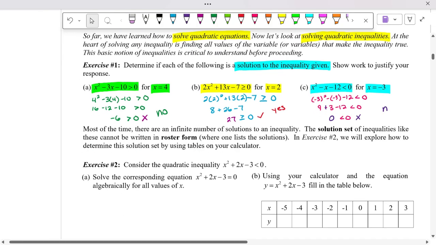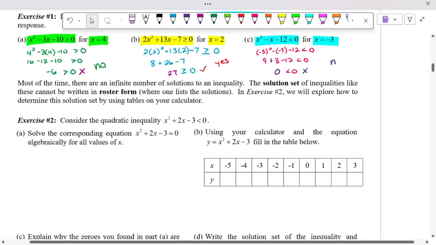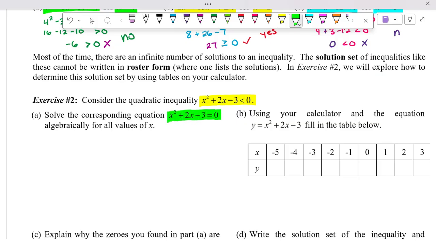All right, so now let's look at how we would actually solve these inequalities. Whenever you want to solve an inequality, the first thing you want to do is just solve it like an equation first. So this is the inequality that we want to solve: x squared plus 2x minus 3 is less than 0. Well, the first thing we want to do is just solve the equation, x squared plus 2x minus 3 equal to 0. That'll give us an idea of where our solution set may lie.